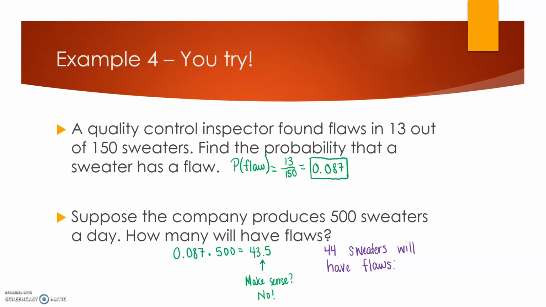And that's what we're going to do. This sentence, you must do the sentence. We're back to writing our sentences because they're asking us a question. How many will have flaws? And so we need to answer the question. 44 sweaters will have flaws. Otherwise, we don't know what 44 represents.